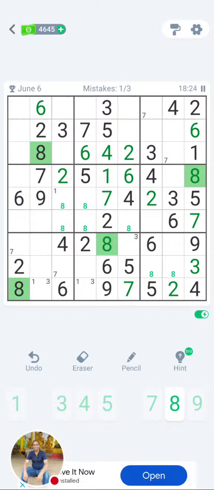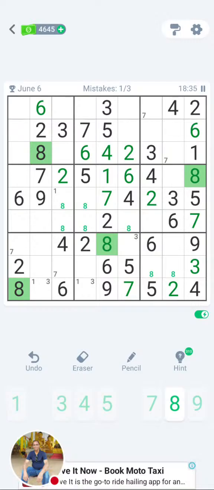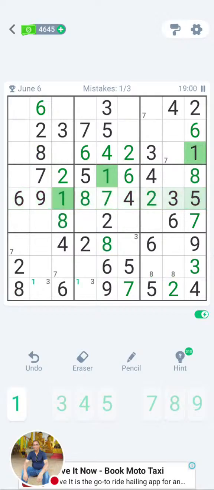8 could come in the middle as well. I missed that out. 8 can come in the middle as well. So if that was the wrong answer, and I get only 3 chances, I made one mistake already. See the mistakes on top? I made one. So 8 will come here. Okay, 8 comes there, which means 1 will come there, and which means 1 will come here.